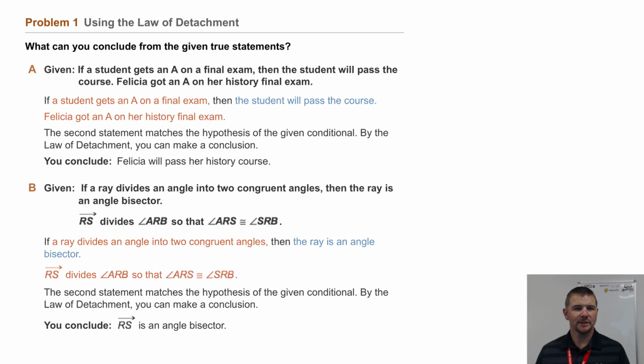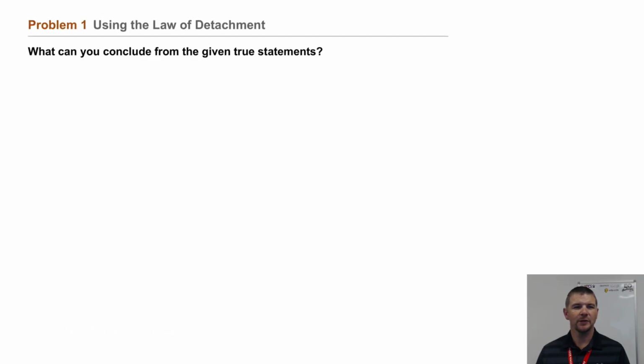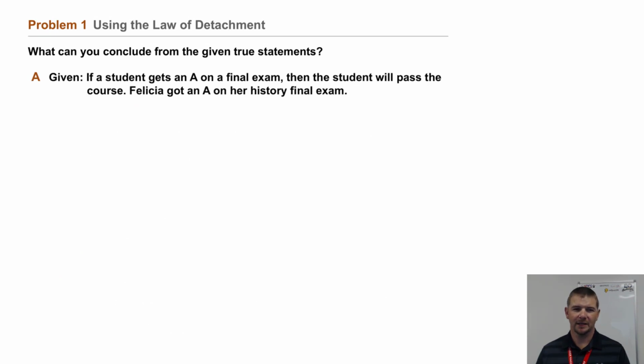Problem 1. Using the law of detachment. What can you conclude from the given true statements? Part A. Given: if a student gets an A on a final exam, then the student will pass the course. Felicia got an A on her history final exam.